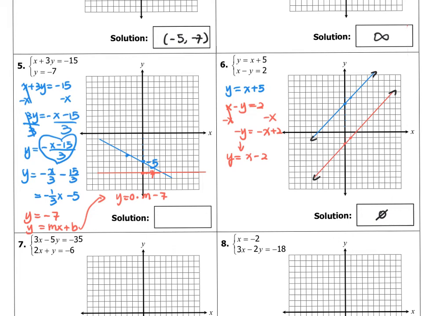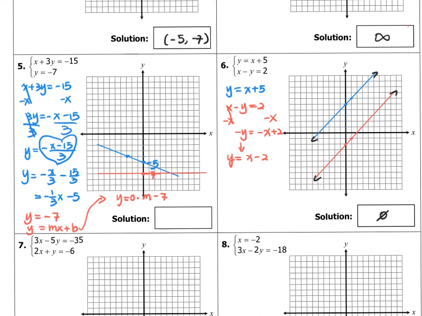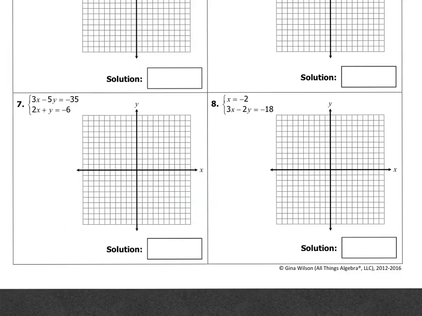And let's see. So they intersect right here. I want to say that's 1, 2, 3, 4, 5. So I have 5 on the x. And then I have 1, 2, 3, 4, 5, 6, 7. I have -7 on the y-axis. So that's my answer there.